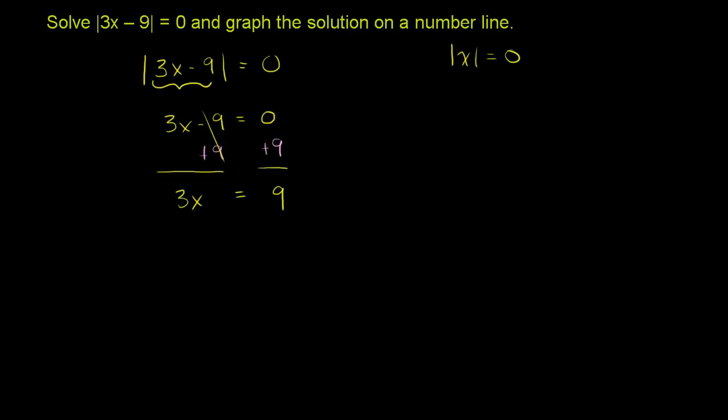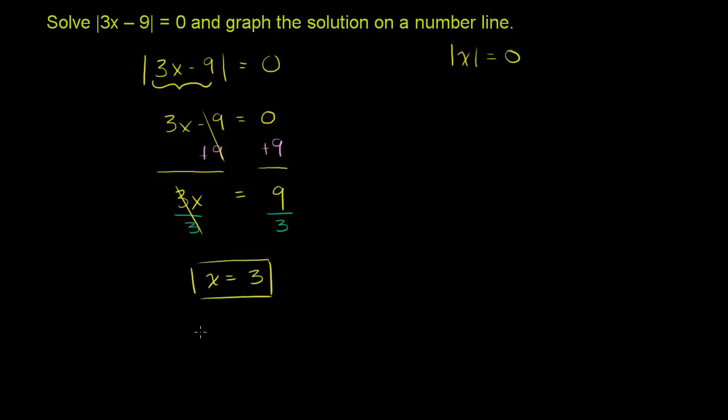Now we want to solve for x. So we have 3 times x. Let's divide by 3, because 3 times x divided by 3 is just going to be x. But if we divide the left side by 3, we have to divide the right side by 3. So we are left with, these guys cancel out, x is equal to 9 over 3, which is 3.